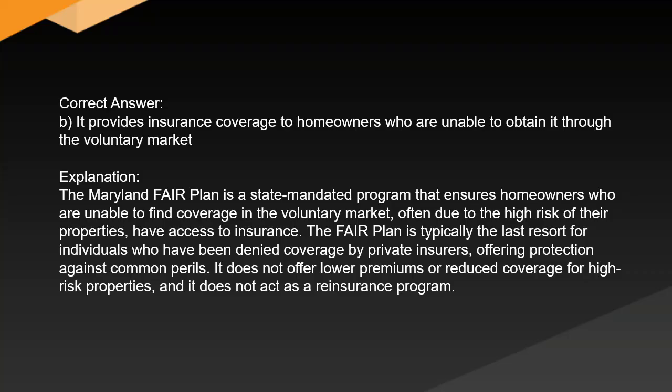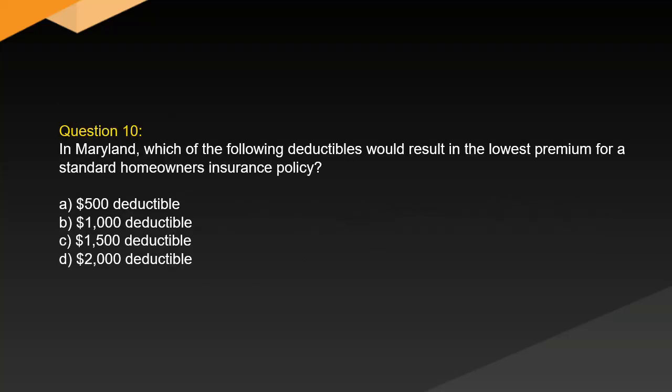Explanation: the Maryland FAIR plan is a state-mandated program that insures homeowners who are unable to find coverage in the voluntary market, often due to the high risk of their properties, so they have access to insurance. The FAIR plan is typically the last resort for individuals who have been denied coverage by private insurers offering protection against common perils. It does not offer lower premiums or reduced coverage for high-risk properties, and it does not act as a reinsurance program.